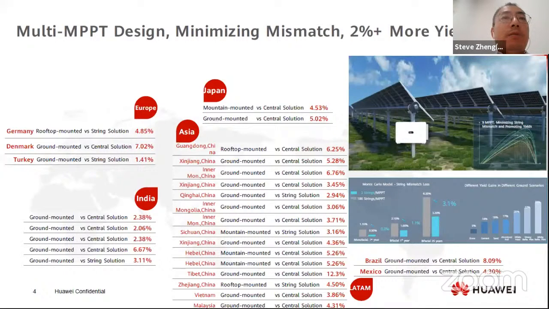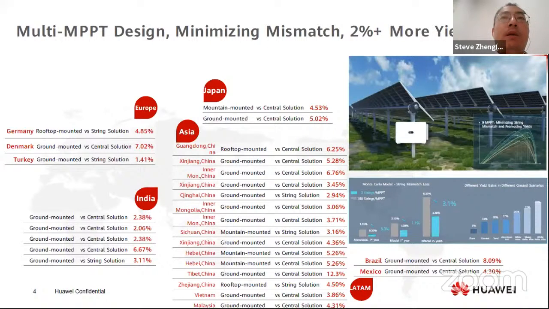From the solution view for Huawei Site, we insist on the multi-MPPT topology design for our inverters, which brings the maximum benefit to customers by reducing the string mismatch and improving the energy yield. For the 185 kilowatt inverter, it is integrated with 9 MPPTs and 18 inputs, so 2 strings are paralleled together to reduce the string mismatch.